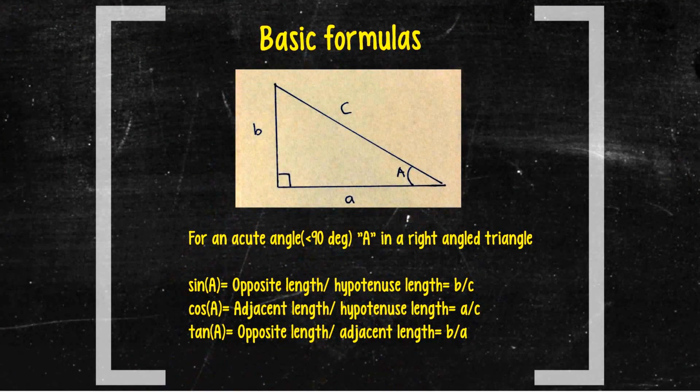Over here we see some of the more fundamental formulas of trigonometry. So sine of angle A would be equal to the opposite length divided by the hypotenuse length, which is equal to b divided by c. The cosine of angle A would be equal to the adjacent length divided by the hypotenuse length, which is equal to a divided by c. And the tangent of angle A would be equal to the opposite length divided by the adjacent length, which is equal to b divided by a.